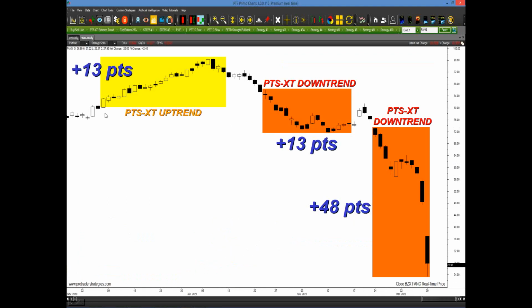Let's look at another chart here. Once again, IBM generated these nice upward setups. And then once the trend changes, you would have been out of this area altogether. You could have potentially captured 13 points, been out of these 3 or 4 bars, and then got back in to potentially capture 48 points.